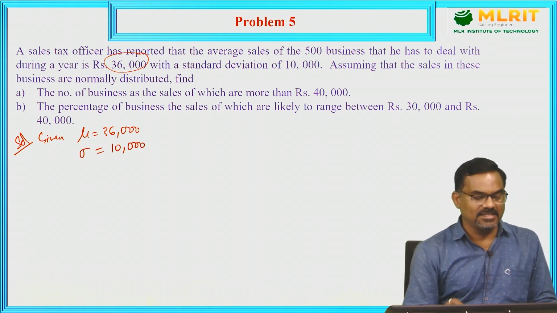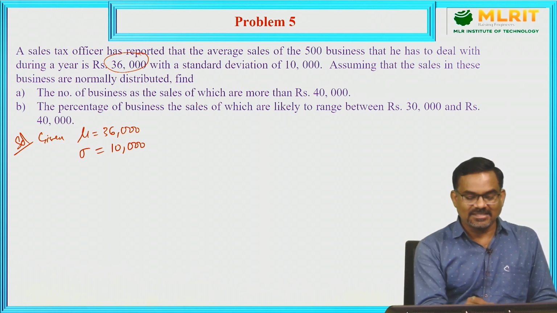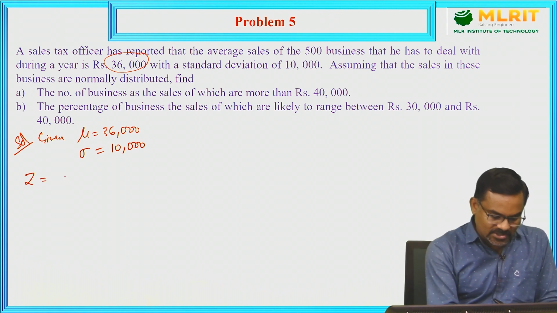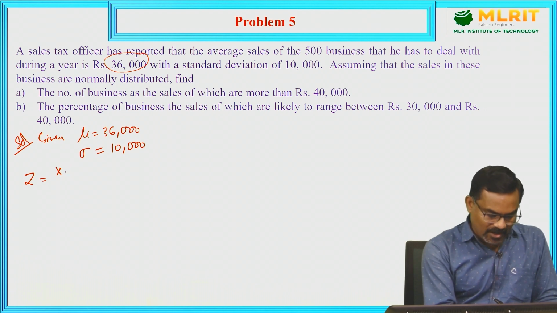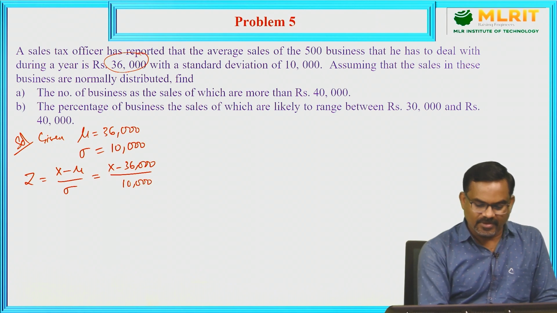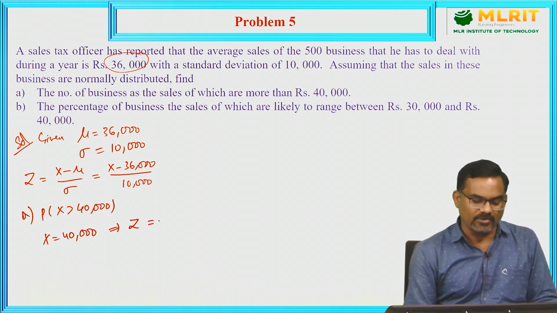Assuming that the sales in these businesses are normally distributed, find the number of businesses the sales of which are more than 40,000. So that means we use the standard normal distribution, and the standard normal variate is given by (x minus mu) by sigma, so (x minus 36,000) by 10,000. In the first question, the probability of x greater than 40,000 is the required one. So if x equals 40,000, what is the value of z that we need to calculate?